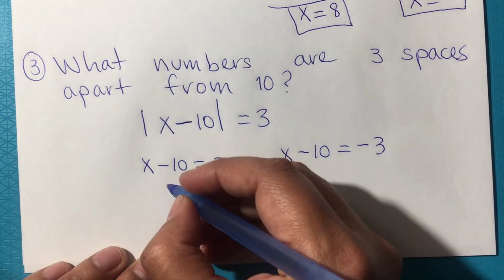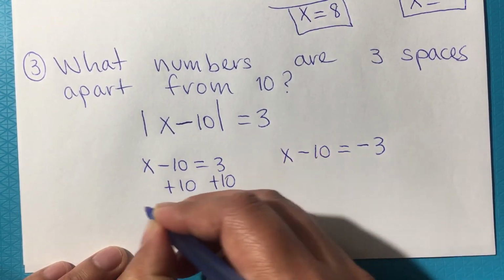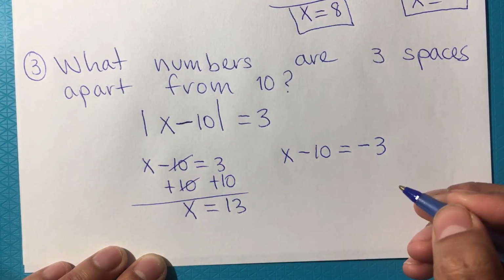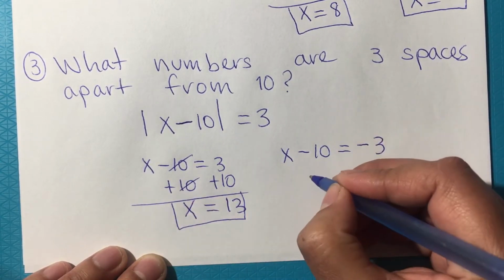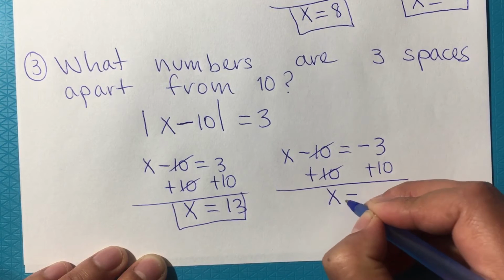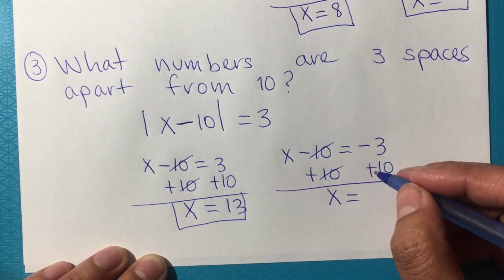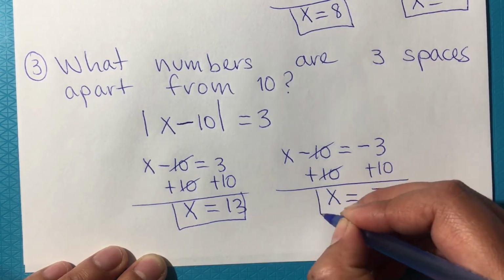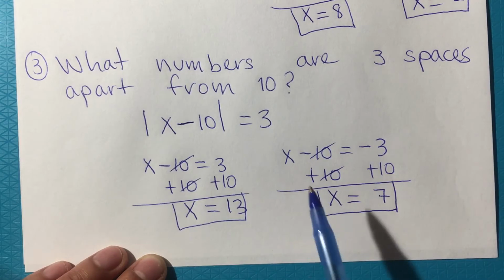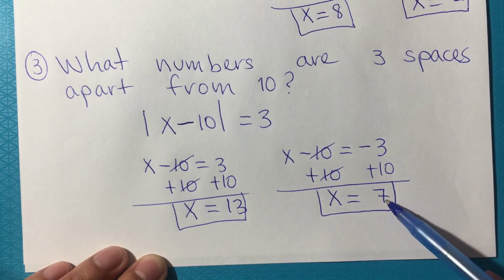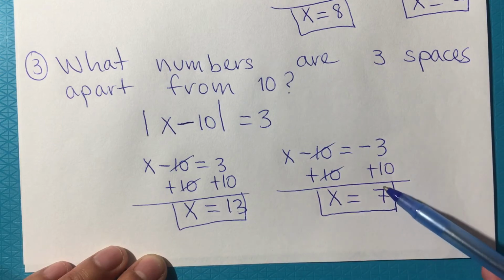If we're subtracting, the opposite is to add. And so x equals 13. For the other one, again, we add. And x is equal to... different signs, we subtract and leave the greater sign. So 10 minus 3 is 7. So the two numbers that are 3 spaces away from 10 are 13, so it makes sense, 10 plus 3 is 13, and also 7 because 10 minus 3 is 7.